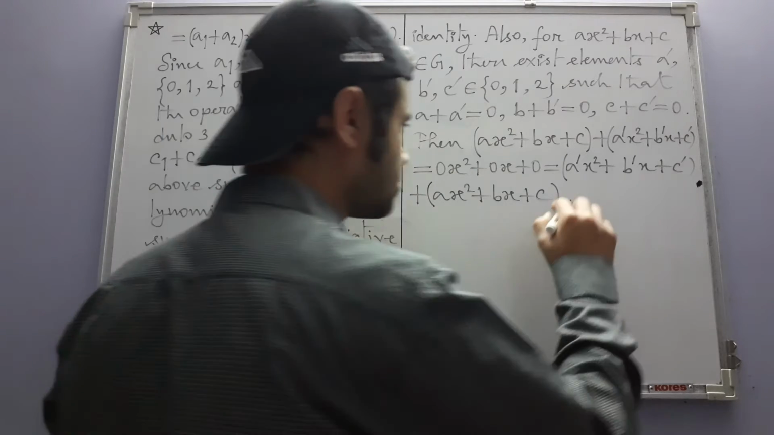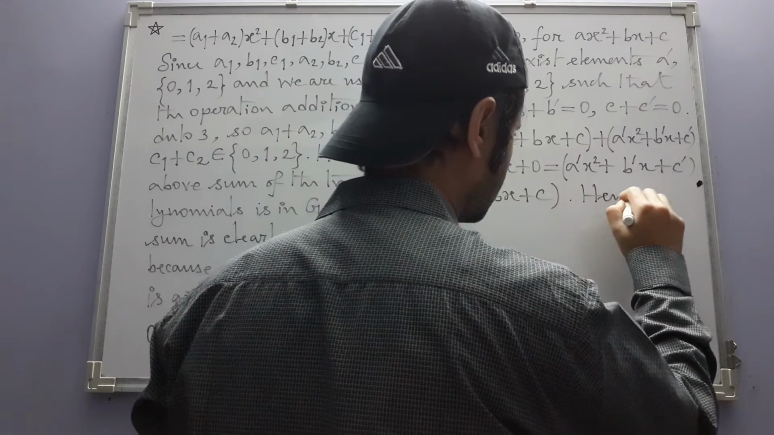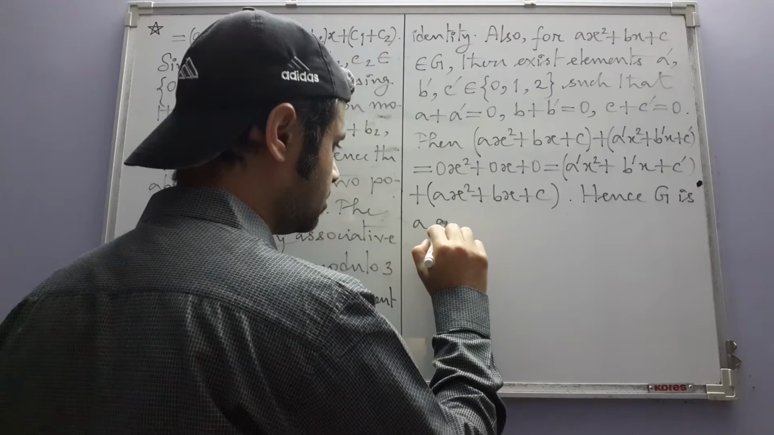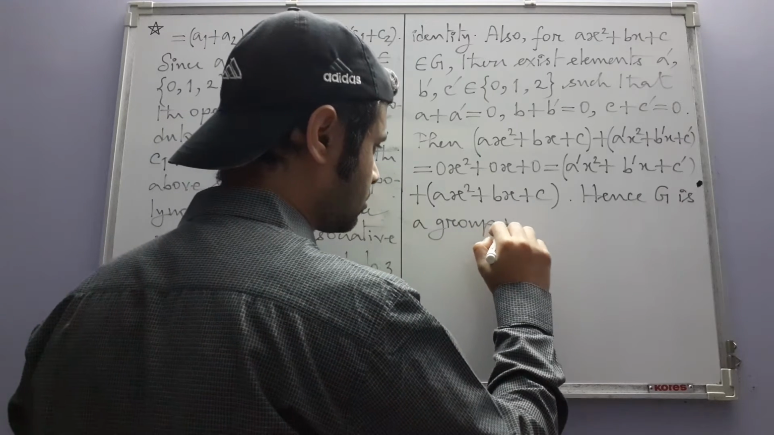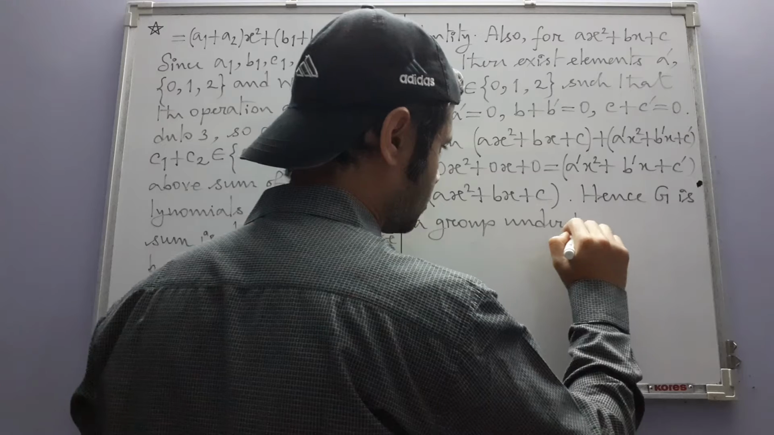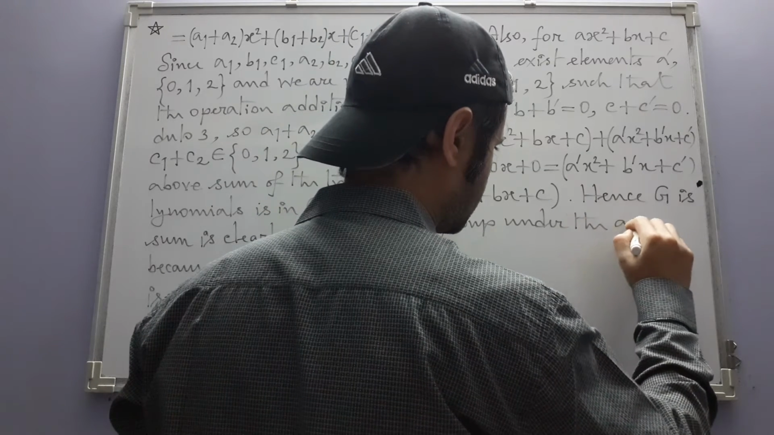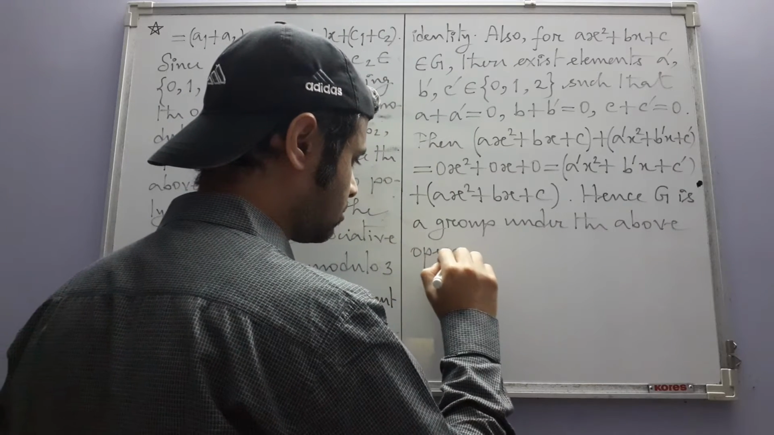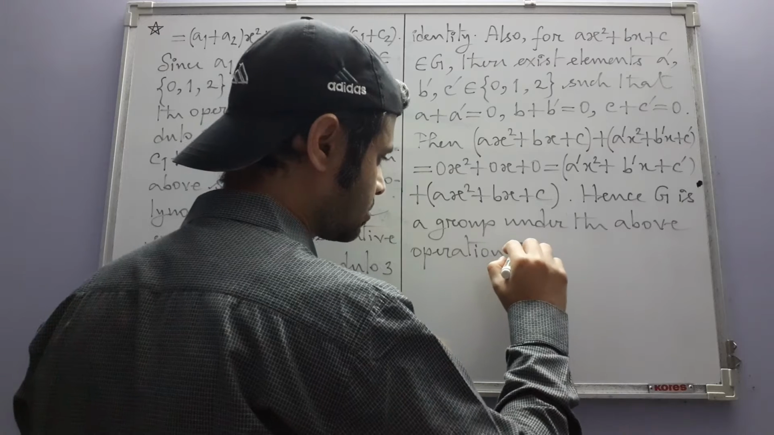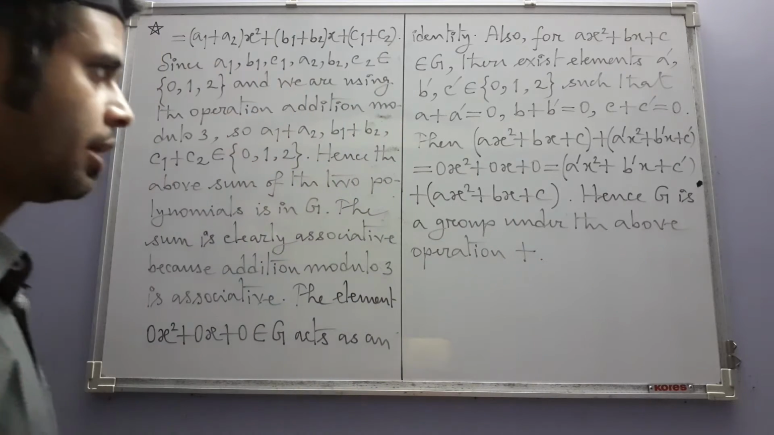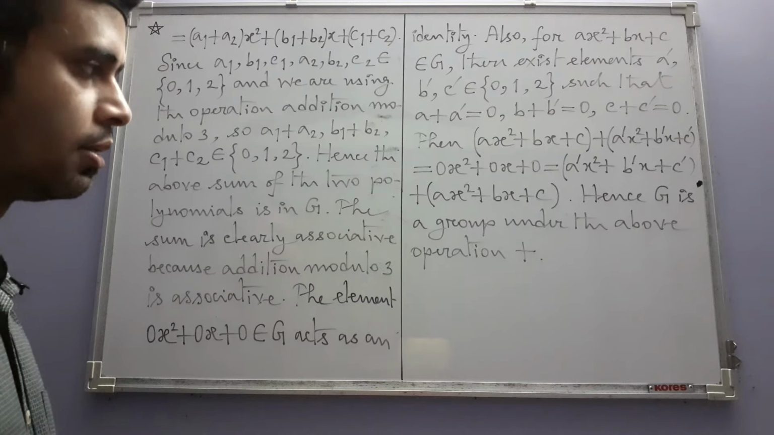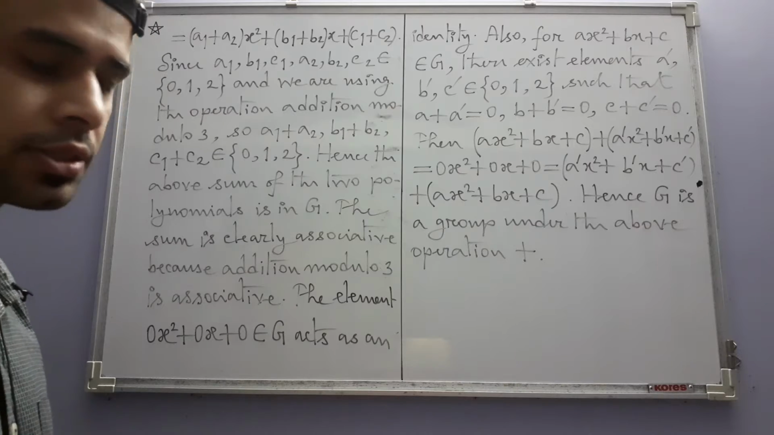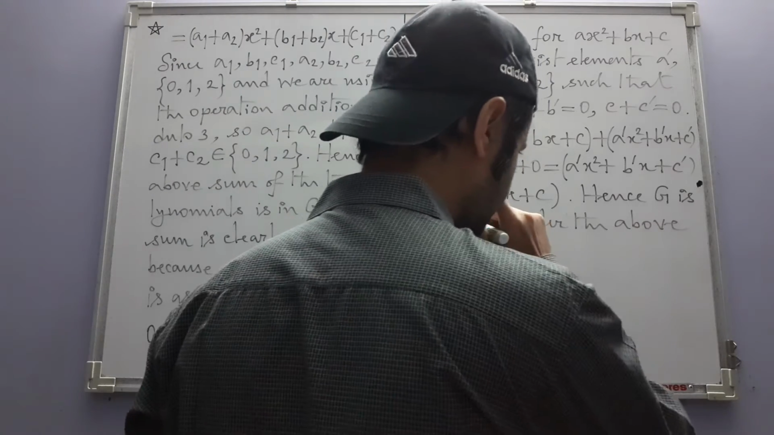Okay, hence G is a group under the above operation plus. Okay, so that is the first part of the solution. Now still we have to show that G has 27 elements and G is not cyclic. Okay, so next we do that.